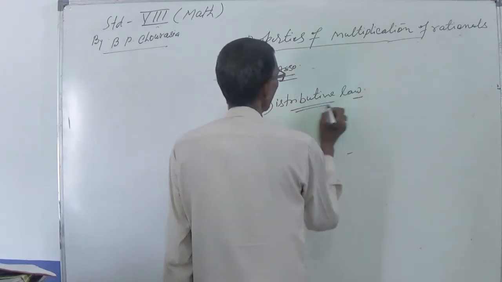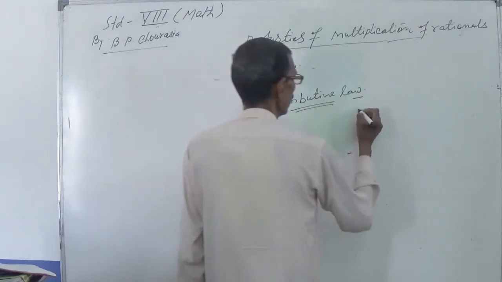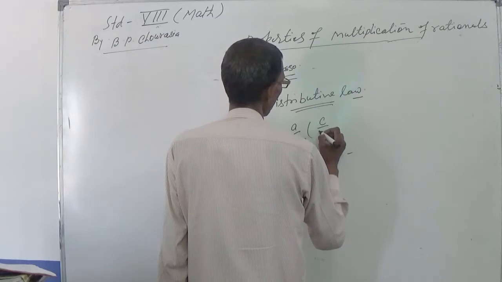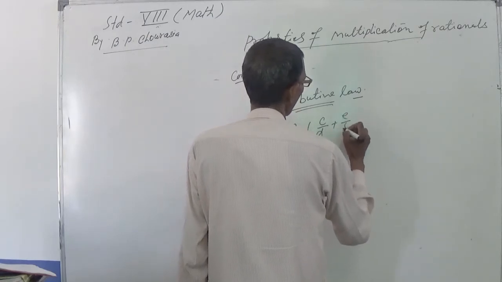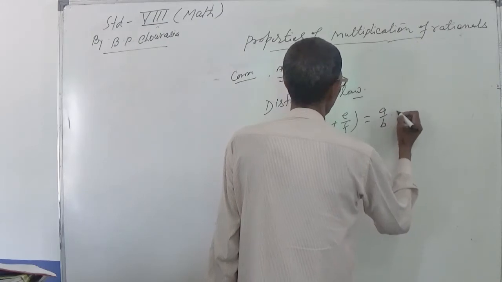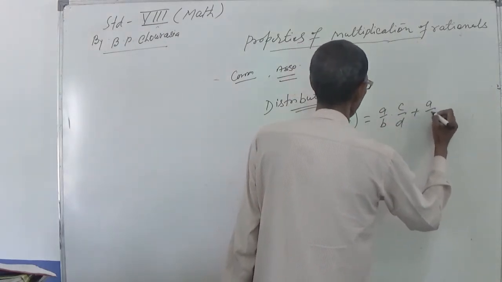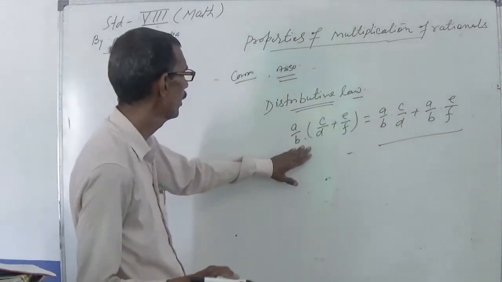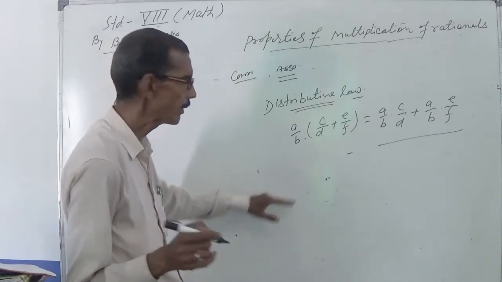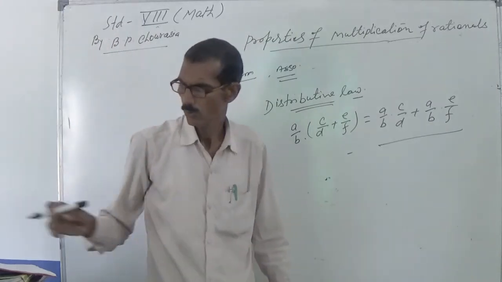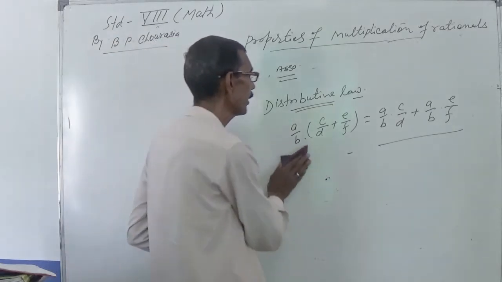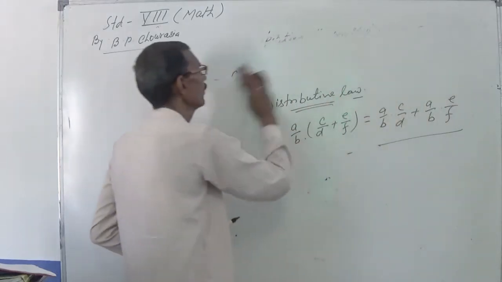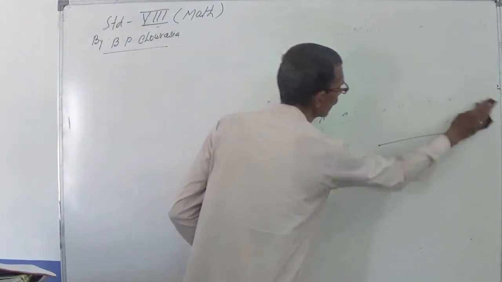The distributive law also holds, that is, A by B into C by D plus E by F is equal to A by B into C by D plus A by B into E by F. This rule is called the distributive law of multiplication over addition. So always remember this rule. Some questions are based upon the distributive law of multiplication over addition.